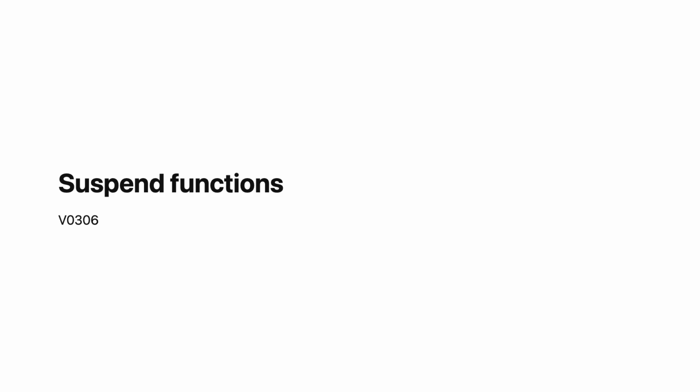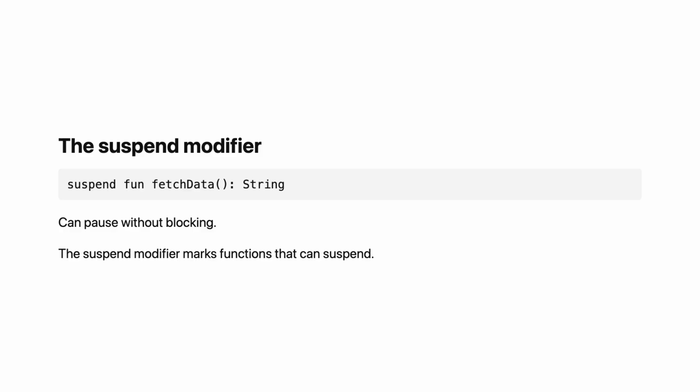A suspend function is marked with the suspend modifier. Suspend fun fetchData(): String. This function can suspend. It can pause execution without blocking a thread. The suspend modifier is a promise. It says this function might pause. The caller must be prepared for that.